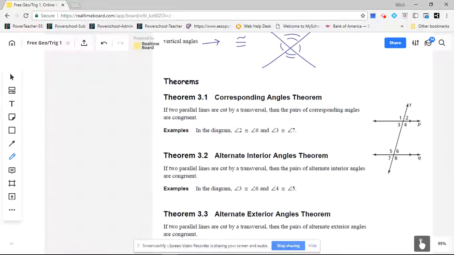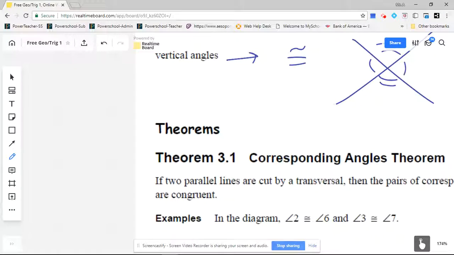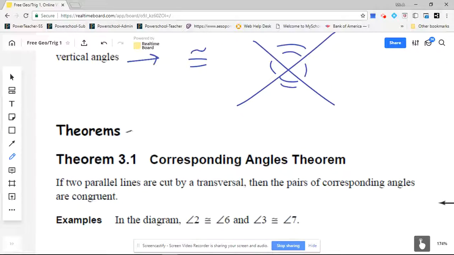The theorems. Let me tell you what a theorem is first, real quick. A theorem is a proven statement.